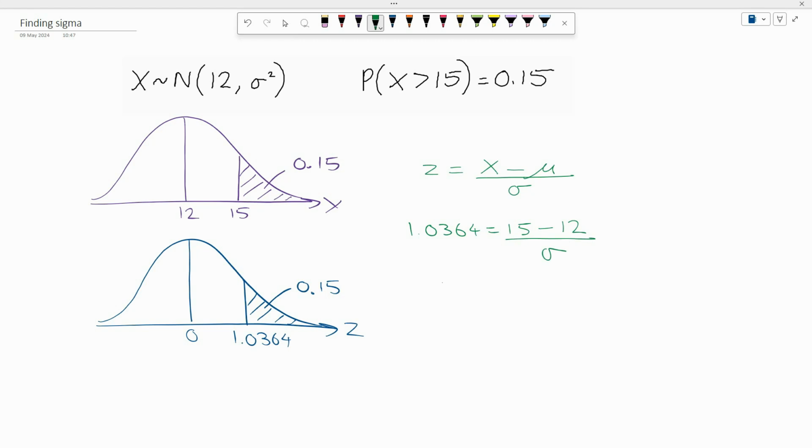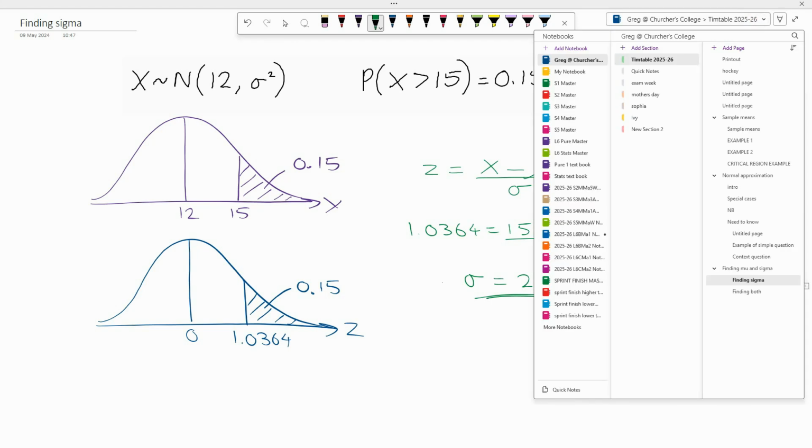Cool, the little switcheroo on this one, much easier typing this one in. 3 divided by 1.0364. So the standard deviation is 2.8, so 3 significant figures. What about if both aren't given to you?